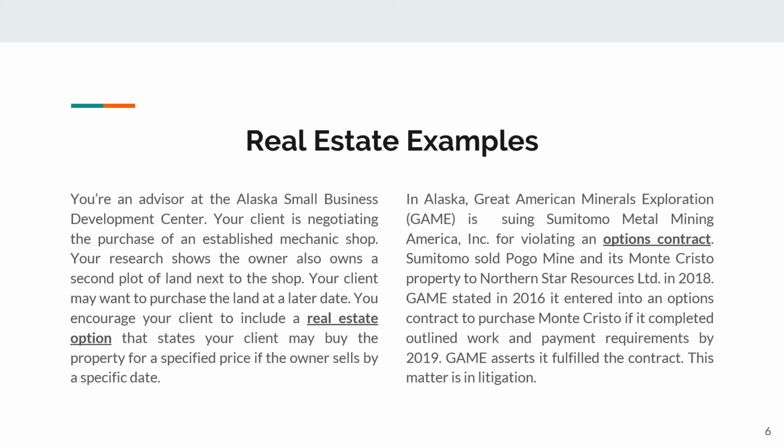Now this matter is currently in litigation, but it is valuable to be aware of because, as we mentioned earlier in the presentation, the terms and conditions of a contract should be specifically outlined to include not just the strike price and the purchase by date, but any sort of details that go along with it. This way, those matters can be resolved for the future.